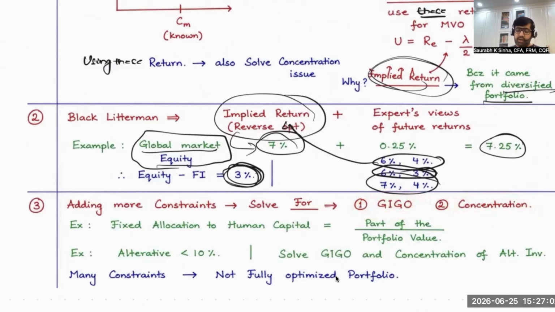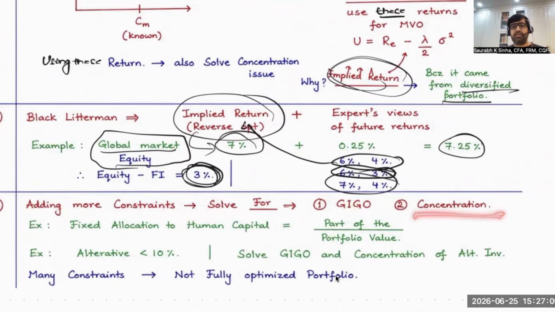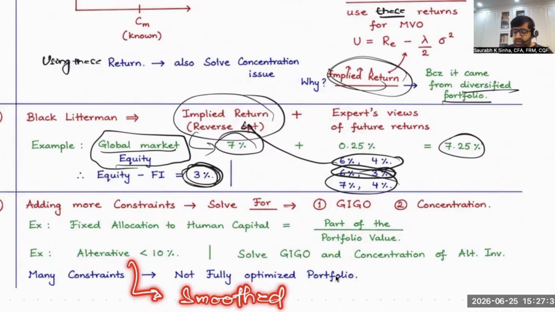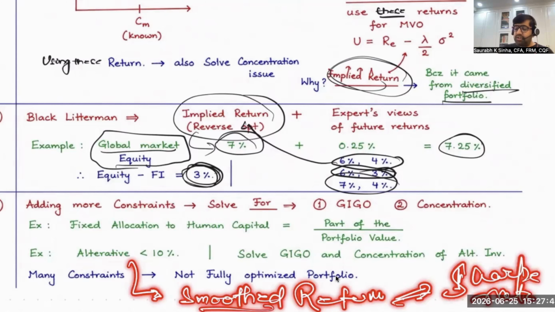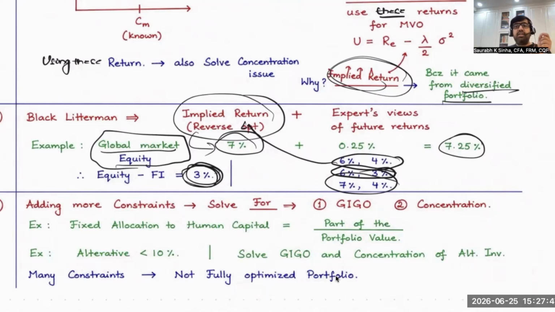Okay, that's it. Now, then they are saying how you can solve for GIGO and concentration other way than reverse optimization. Okay, you add some constraint. We discussed that assume there is a concentration risk, or assume you're not able to forecast the return and risk of alternative investment. You can simply add more constraint. Alternative investment is giving you a sense of high Sharpe ratio. But why? The reason is because these are smoothed return. And because of the smoothed return, it will give a false signal of high Sharpe ratio. What is Sharpe ratio? Excess return upon risk is Sharpe ratio, because it underestimates the risk.